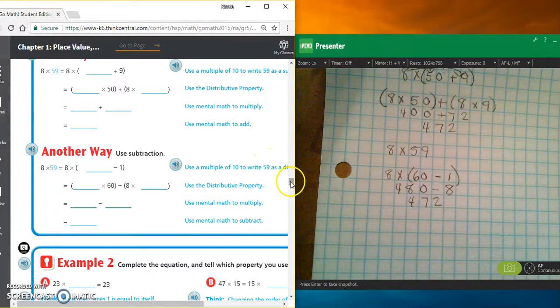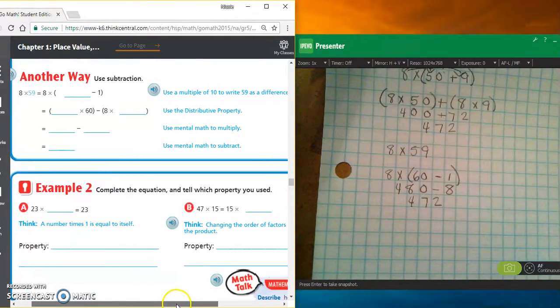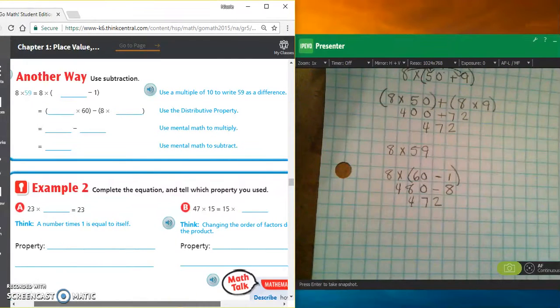So, on your own, I want you to try to look and see which properties you're going to be using on A and B. Rewatch this lesson as many times as needed.